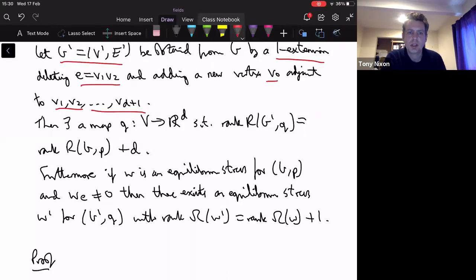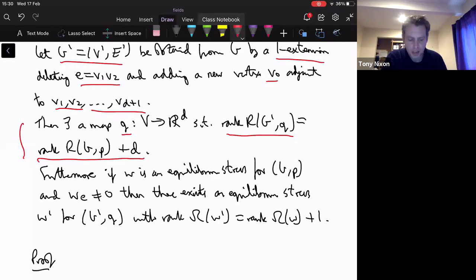And in particular, we could preserve infinitesimal rigidity by a geometric one extension, which subdivided the edge from V1 to V2, and the new vertex was placed collinear to V1 and V2. So that's what this sentence says. So part of the lemma is there exists some map Q such that the rank of the rigidity matrix for the new framework G dash is D more than the rank for the first one. So the rank has gone up by D. So if we were infinitesimally rigid beforehand, we still would be afterwards.